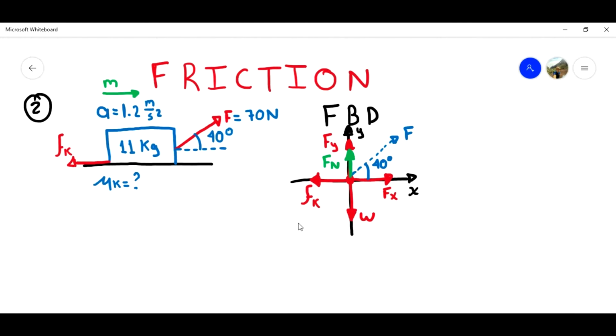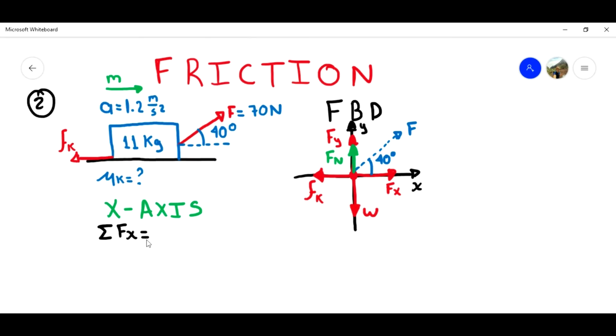Now let's continue. Let's make the analysis in each dimension. First, I'm going to do it in the x-axis. And the analysis begins like this. The sum of all forces in x equals. If you see, the block is going to move over the x-axis and it's going to have acceleration. In this case, it is 1.2 meters per second squared. So the sum of all forces in x is going to be equal to mass times acceleration.